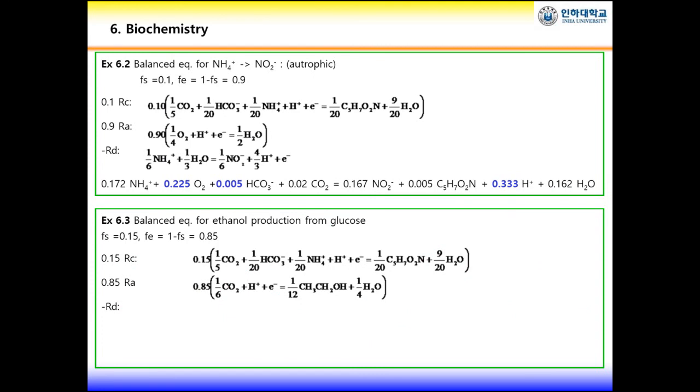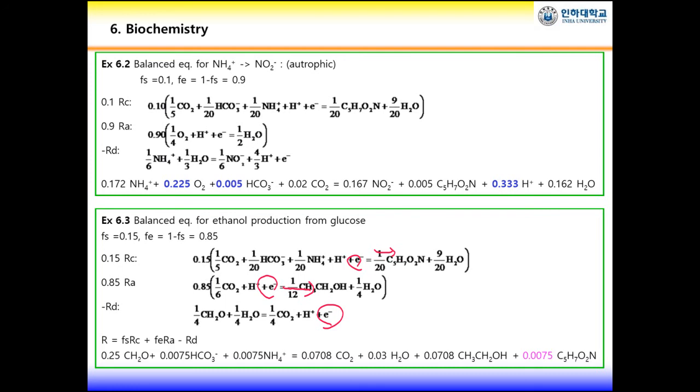Then the donor is glucose, right? Glucose releases electrons, and these electrons are used to make ethanol and to make cells. Then you'll end up with glucose producing ethanol and cells, and to make cells you need ammonia. So that is kind of the fermentation.